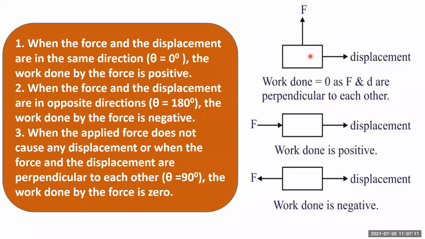If the angle between force and displacement is 90 degrees, work done is 0. If the angle between force and displacement is 0 degrees, work done is positive. When the angle between force and displacement is 180 degrees, work done is negative. Now, here is another activity to understand this.